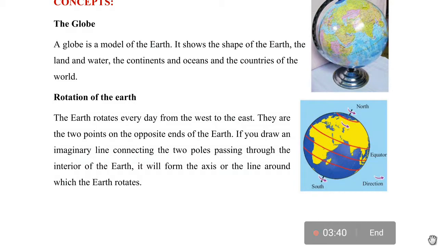These imaginary lines are drawn on the earth. That imaginary line we call the axis. So how does the earth rotate? The earth rotates depending on the axis line.